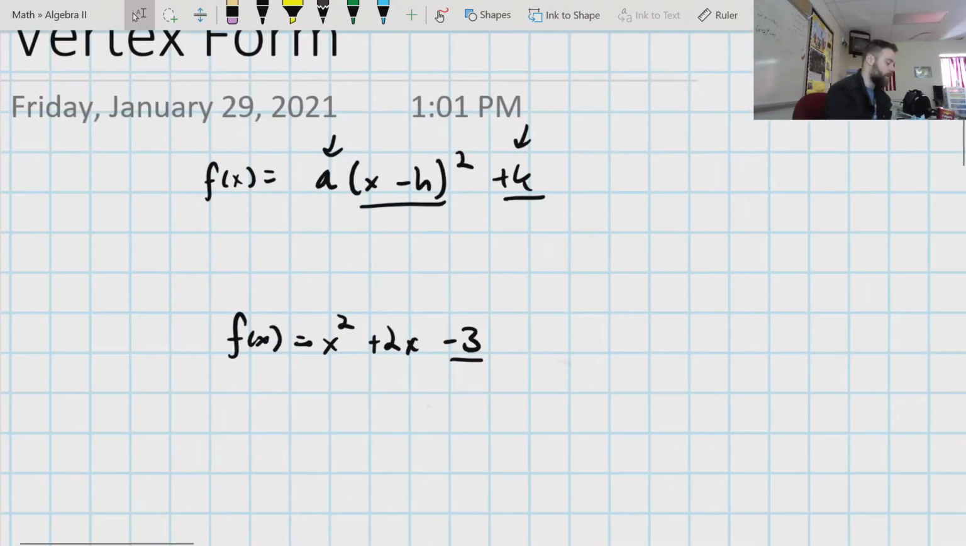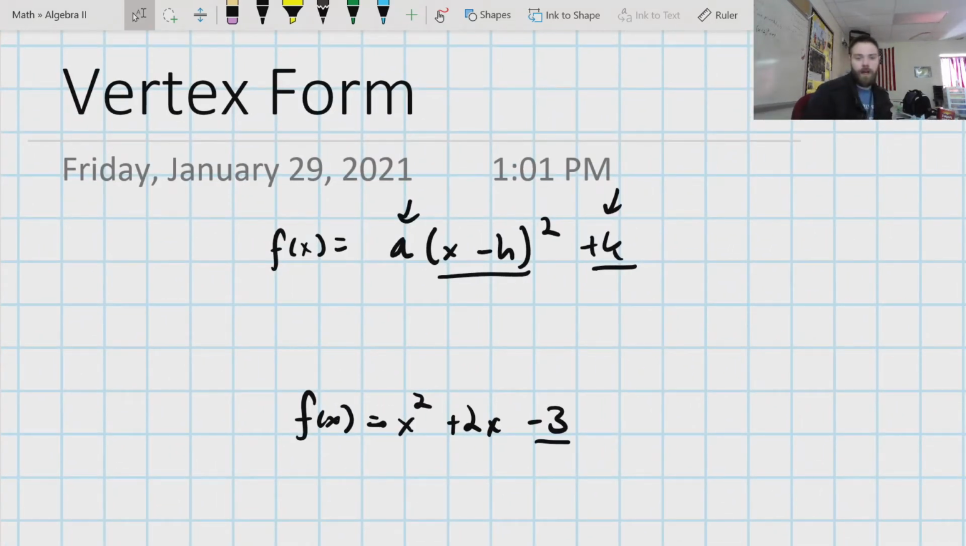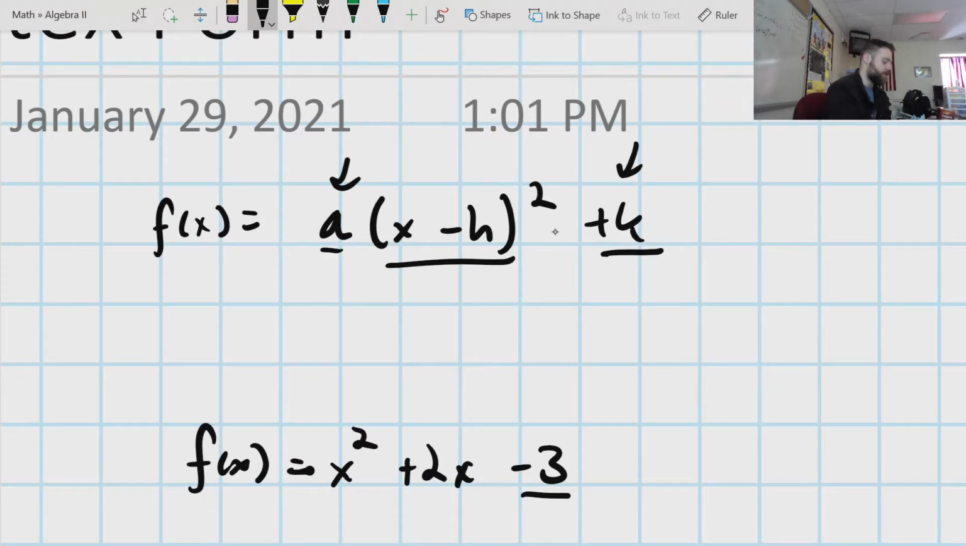Okay, so what we want to talk about today is vertex form. So I've got f of x equals a times x minus h squared plus k. And what you'll notice is that I've got three terms here. So this is vertex form. And our goal for today is to try and get some of these quadratics into vertex form and graph them depending on where they're shifting.